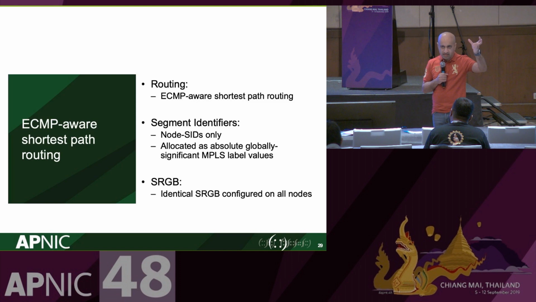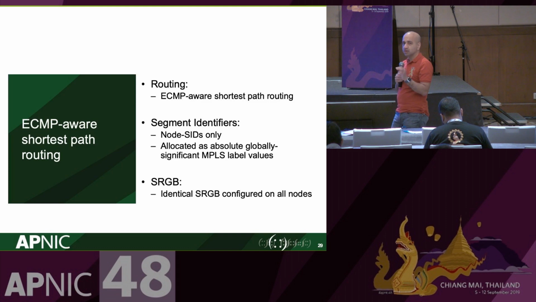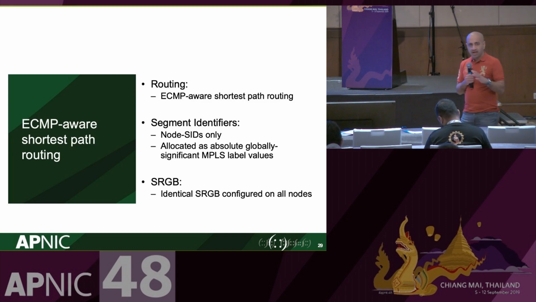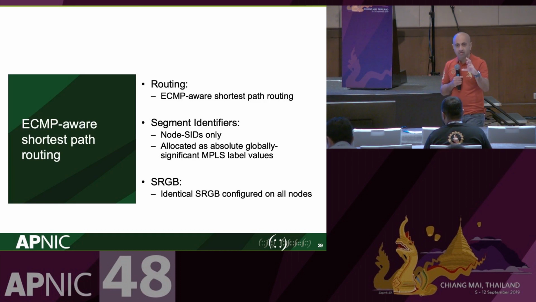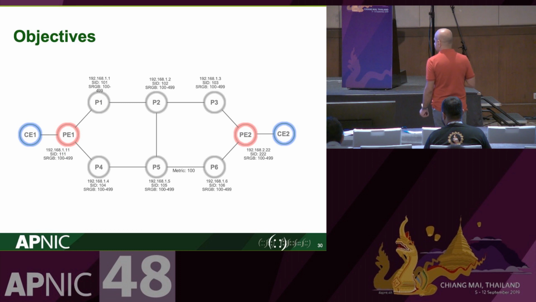If you recall, with LDP, every router assigned a different label. With RSVP-TE, every tunnel had a different label on every hop. With SR, a key change is that these labels are globally significant. So in this example, all of the routers are using the same global block of labels to allocate labels for segment routing. Okay? So let's look at this.